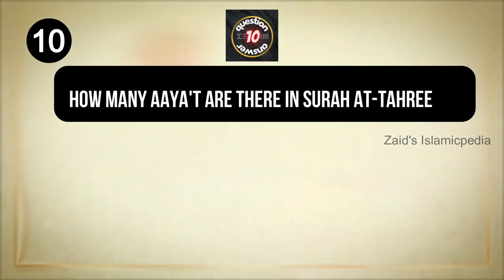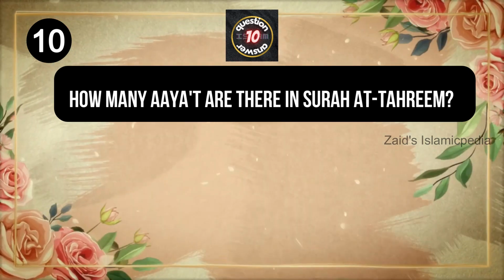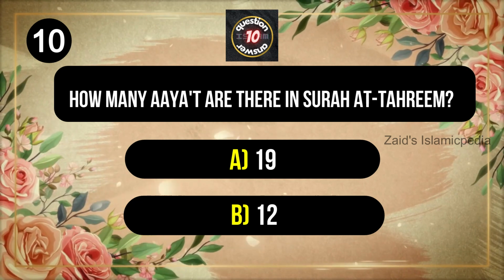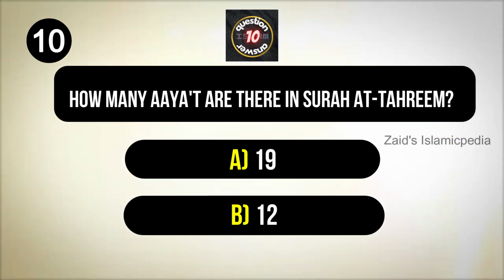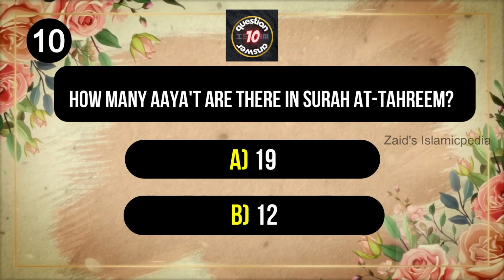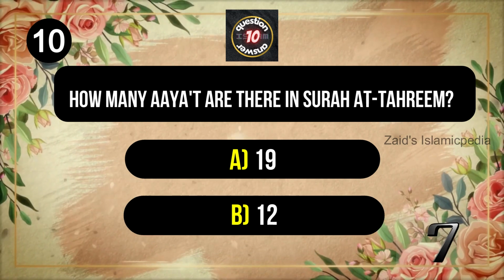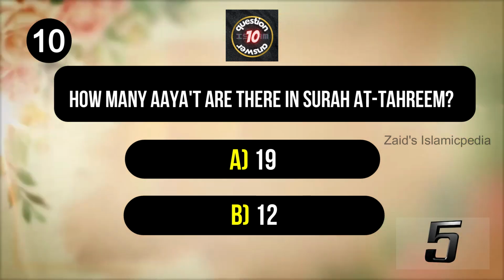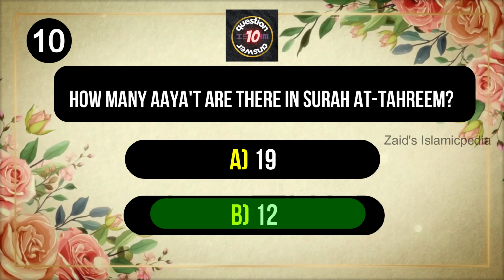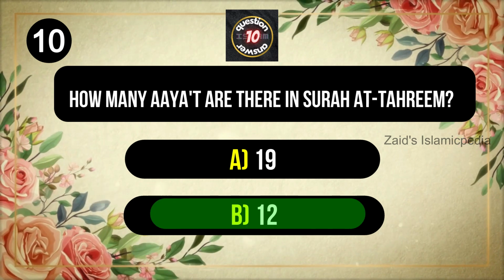How many ayats are there in Surah At-Tahrim? Your options are option A, 19, or option B, 12. The right answer is option B, 12.